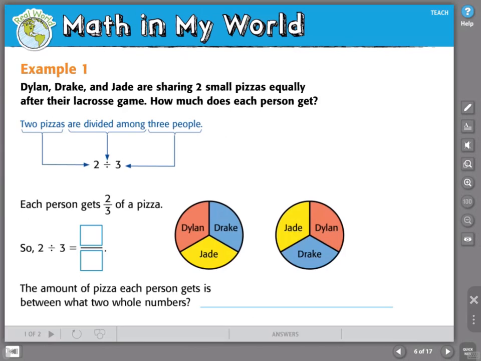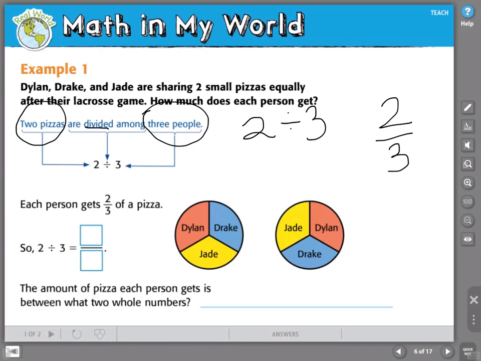Let's look at this another way. Dylan, Drake, and Jade are sharing 2 small pizzas equally after their lacrosse game. How much does each person get? So we've got 2 pizzas, and they are divided among 3 people. That's 2 divided by 3. So each person will get 2 thirds of a pizza.